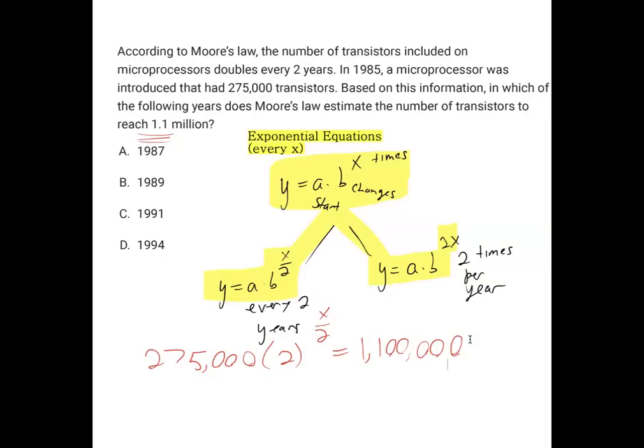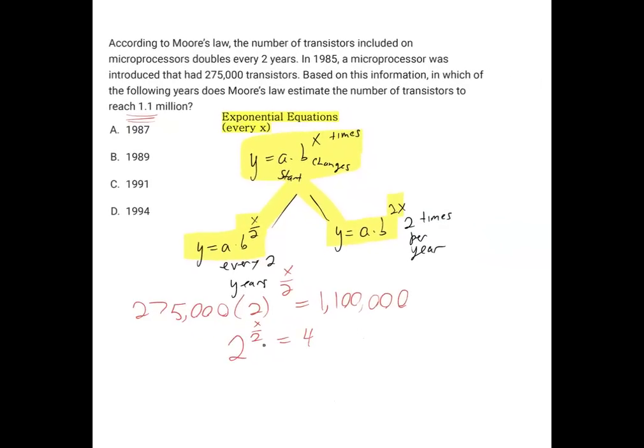So let's divide both sides by 275,000. And 1.1 million divided by 275,000 is 4. So 2 to the x over 2 equals 4. Now we can take that 4 and make it 2 squared. We have 2 to the x over 2 equals 2 squared.